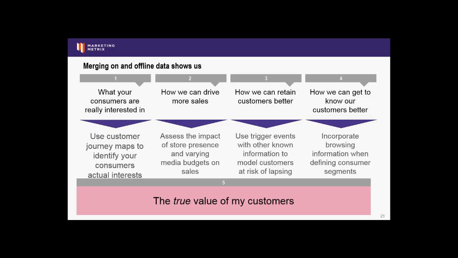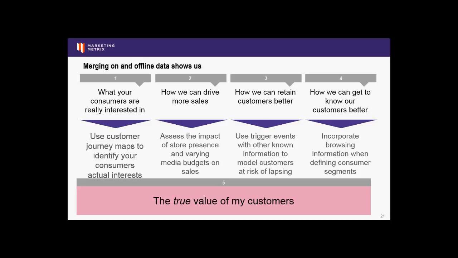So in summary, by merging the on and offline data, it shows us, 1, what your consumers are really interested in by using customer journey maps to identify your consumers' actual interests. 2, how we can drive more sales by assessing the impact of store presence and varying media budgets on sales.